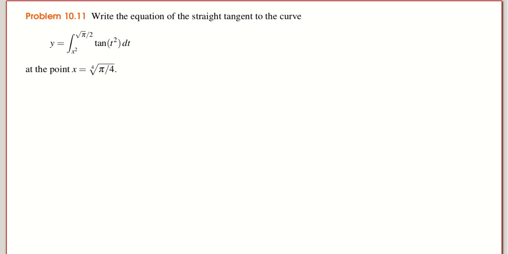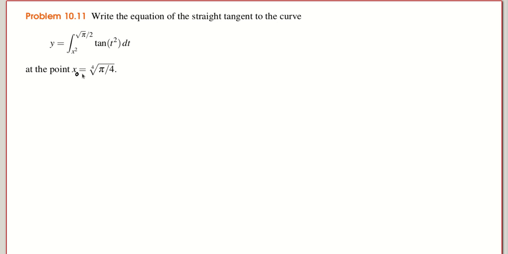Okay, we have here a function, again defined through an integral, which is complicated to calculate. And we want to calculate the equation of the straight tangent to the curve defined by this function at a particular point. Let me call this point x0, right?